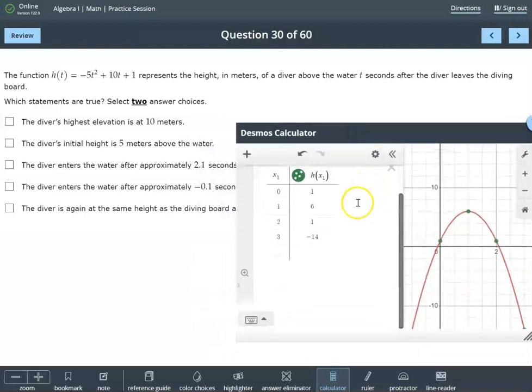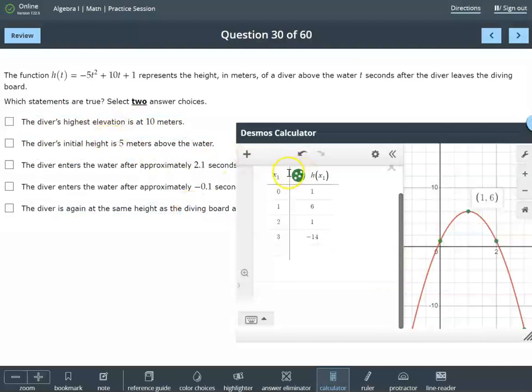The highest elevation is 10 meters. So I'm going to click here, and that is not true. The elevation or height of the diver is at 6. That's the highest point on the graph. Tell kids maximum height, vertex, highest. Those kind of go together in this case. So we will not choose answer choice A, the diver's highest elevation.